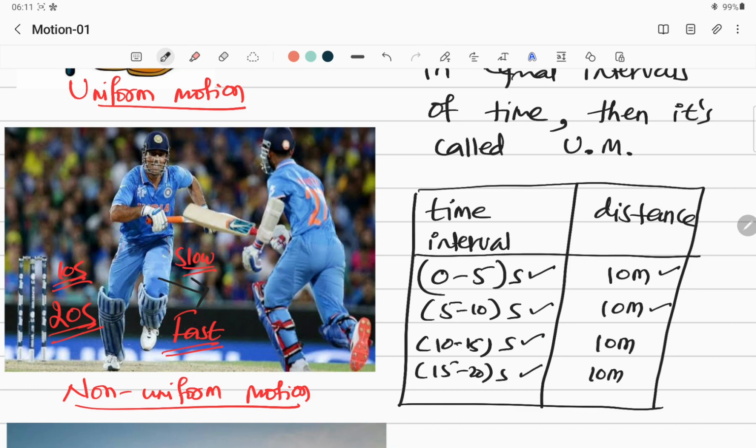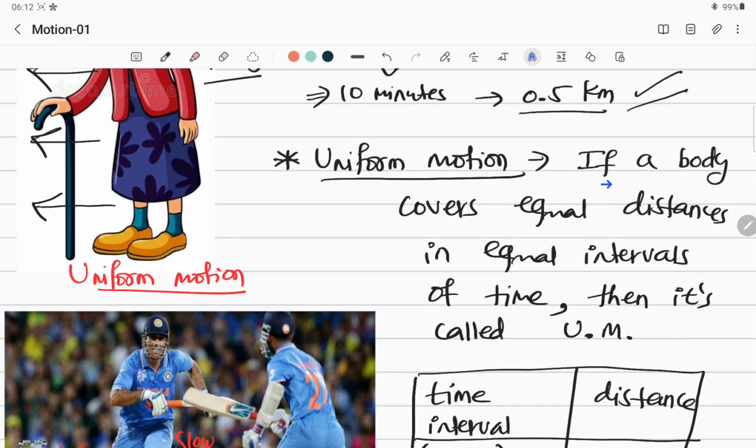In every interval of 5 seconds, 5 seconds, 5 seconds and 5 seconds, the distance traveled by the body is 10 meter, 10 meter, 10 meter, 10 meter. That's why I wrote the definition. If a body covers equal distances in equal intervals of time, then it's called uniform motion.